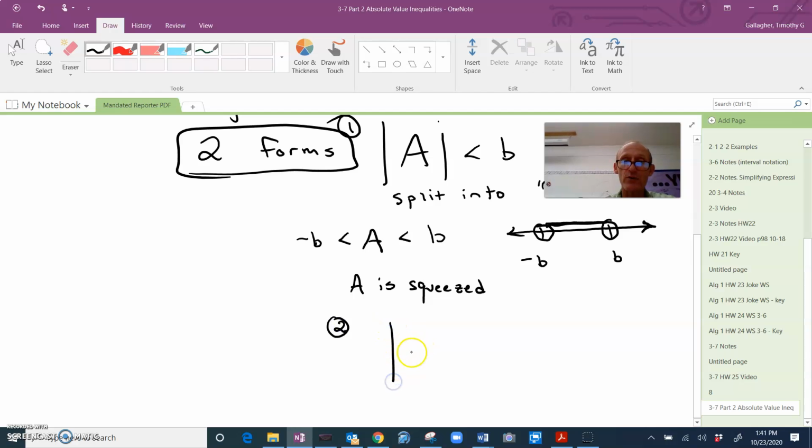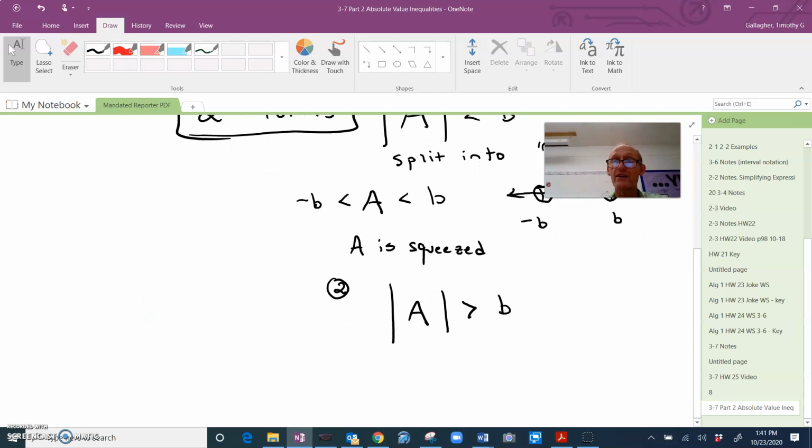is the absolute value of A greater than B. So it's bigger than, so it's outside the B's. So A is either or. A is outside of B. Smaller than the negative, bigger than the positive. Okay, so it's bigger than the positive or smaller than the negative. So this is A is pushed away.